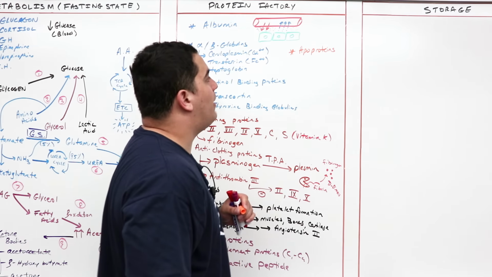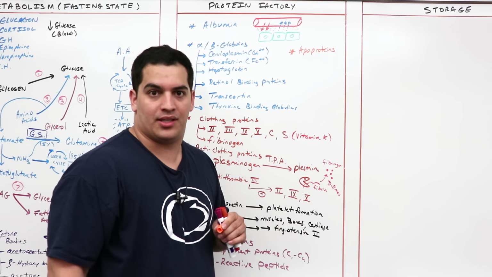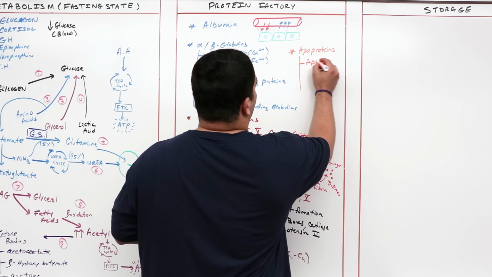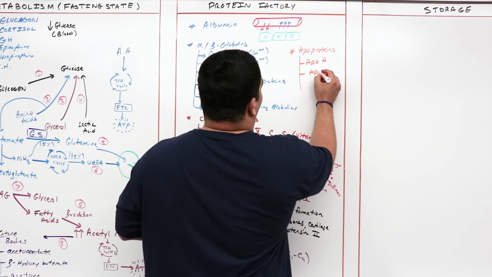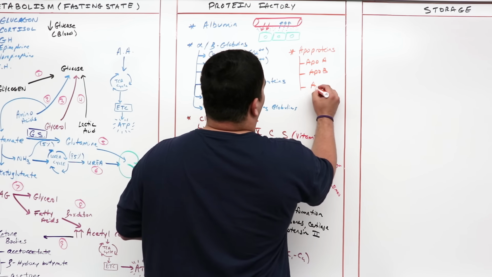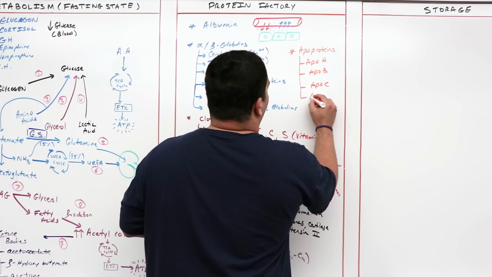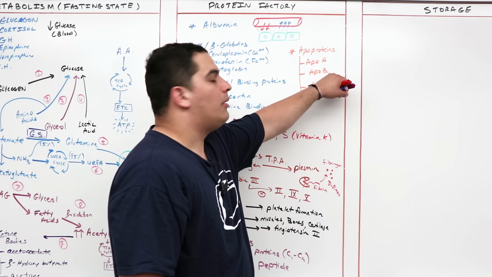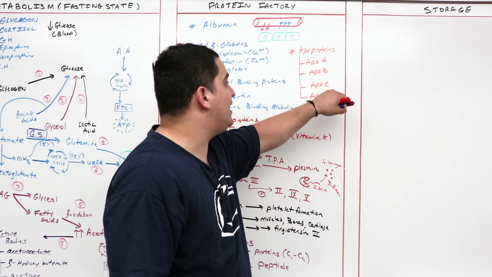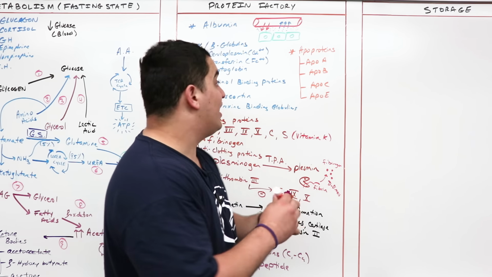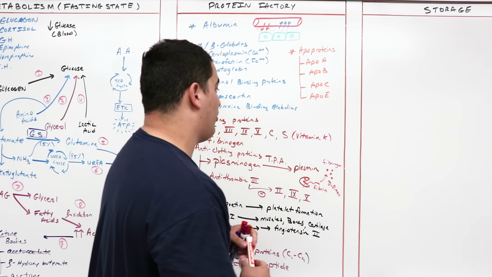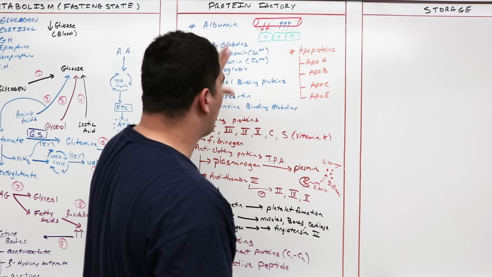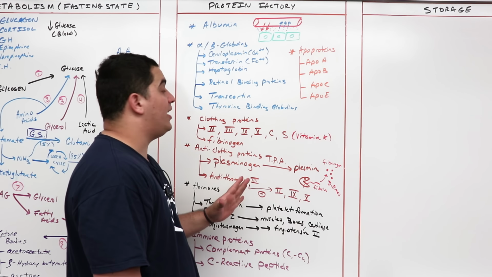Apoproteins. We talked about these a lot in lipid metabolism, the lipoprotein metabolism. If you guys remember, it was ApoA, ApoB, ApoC, and ApoE. Obviously, we talked a lot about ApoA1, B100, B48, C2, and ApoE. So it synthesizes a lot of those apoproteins, which is significant in our lipoprotein metabolism. Okay, so that covers the gist of the protein factory.